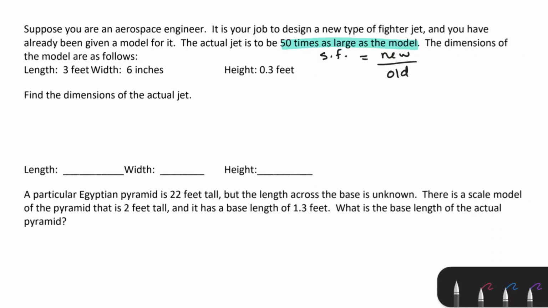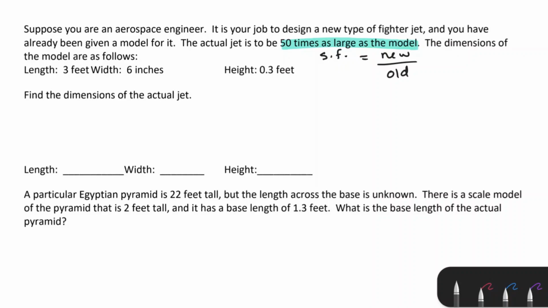Right? And if you're not sure, think about the context, right? Should I be getting larger? Is my scale factor a number greater than 1? Or should I be getting smaller? Is my scale factor a number less than 1? I'm hoping that an actual jet is larger than this model. My scale factor is 50, which means that my old measurement should be smaller than my new measurement.